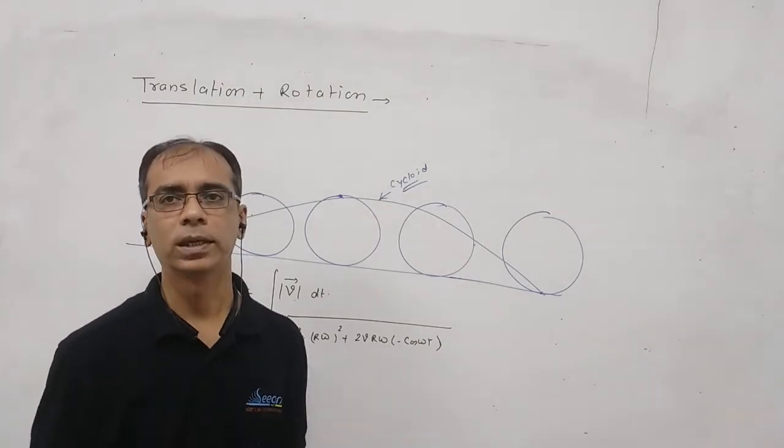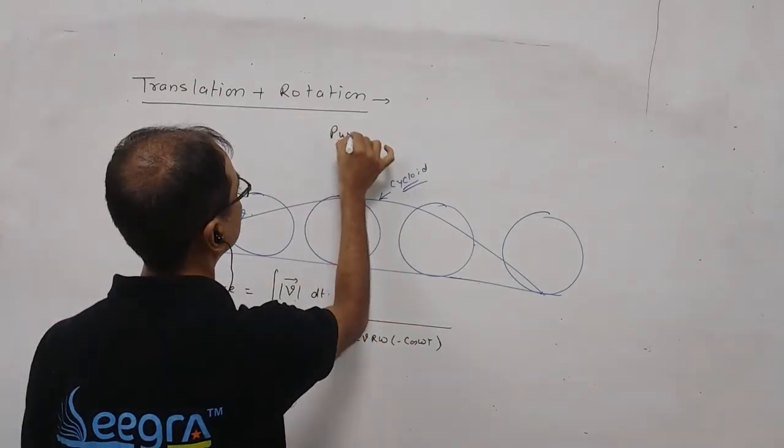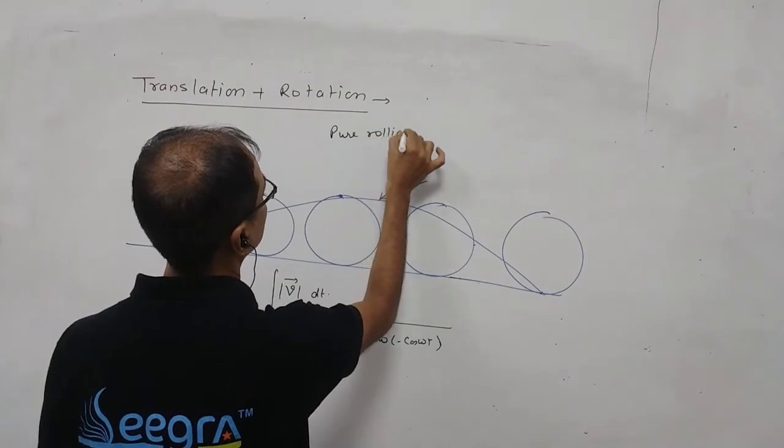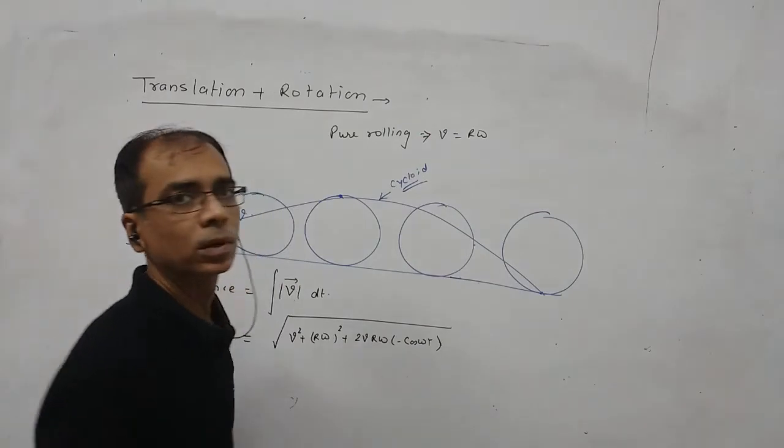Suppose it's a pure rolling case. That's one of the cases, we'll see it later on. Pure rolling. What does pure rolling mean? V equal to R omega.